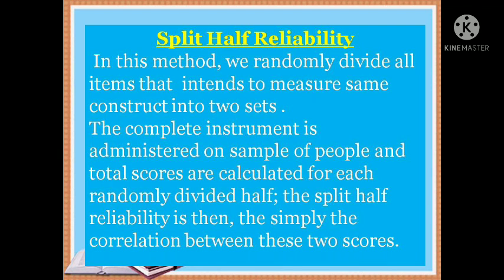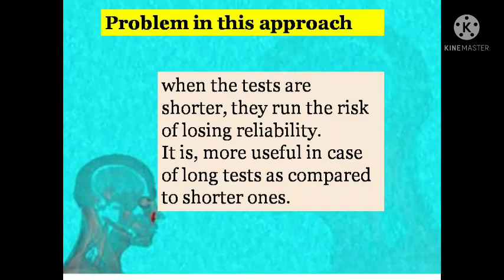Split half reliability. In this method, we randomly divide all items that intend to measure the same construct into two sets. The complete instrument is administered to a sample of people and total scores are calculated for each randomly divided half. The split half reliability is then simply the correlation between these two scores.